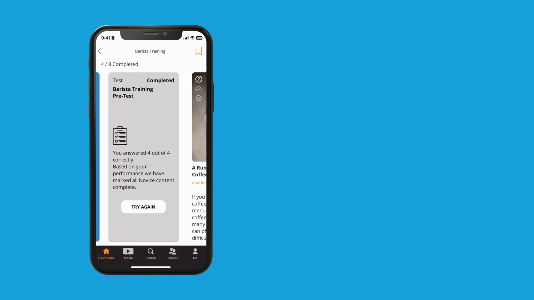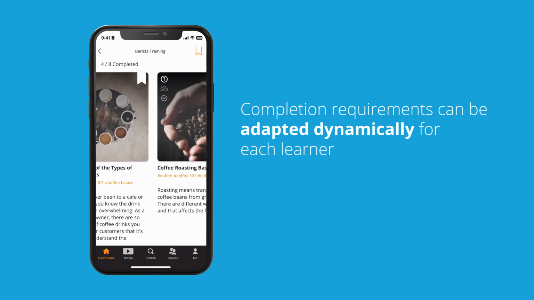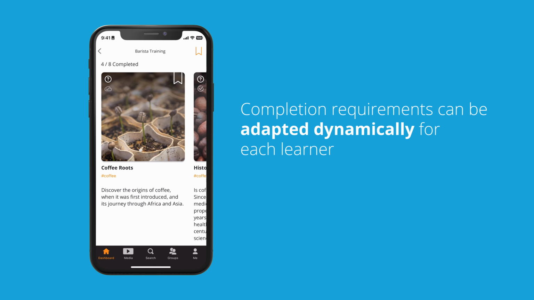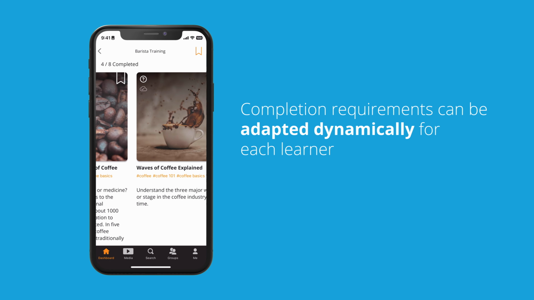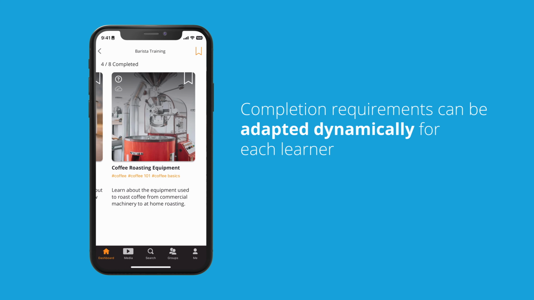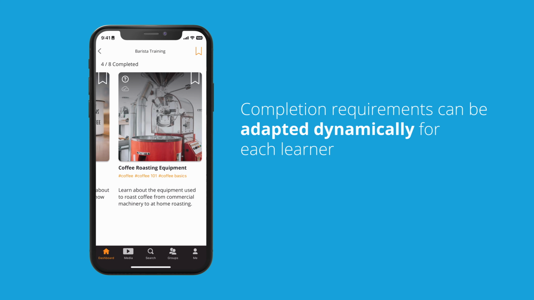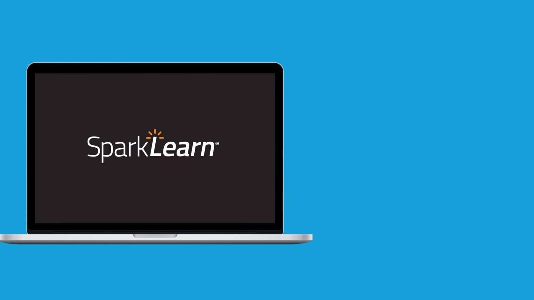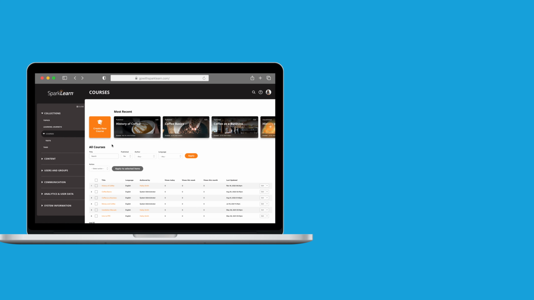Okay, since I got all the questions right on the pretest, I can see that a few of the articles have already been marked as complete for me. That's because I've shown I already know this information by taking the pretest. I can review those materials if I want, but I don't need to do them in order to complete the course. Let me switch over to the CMS to show you how this adaptive learning path was made.